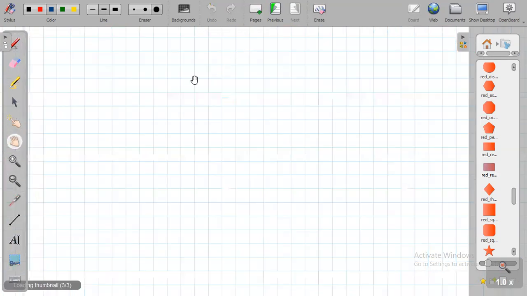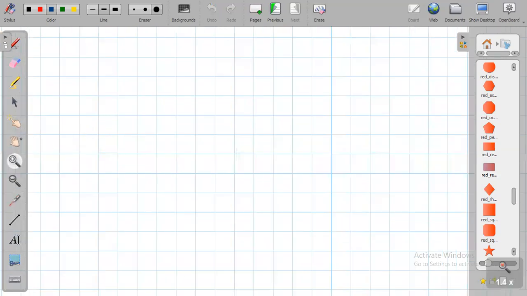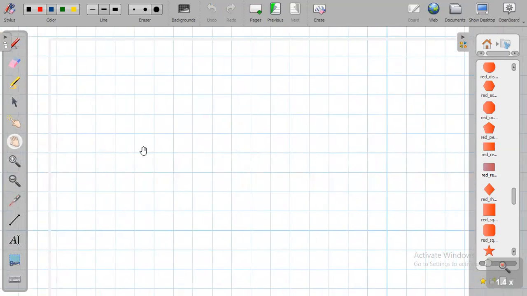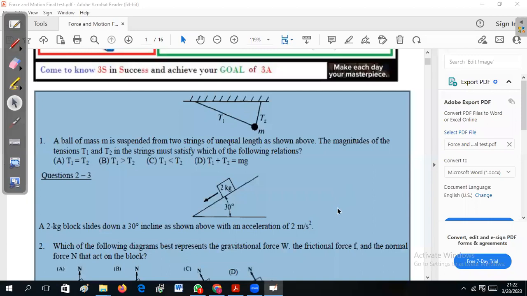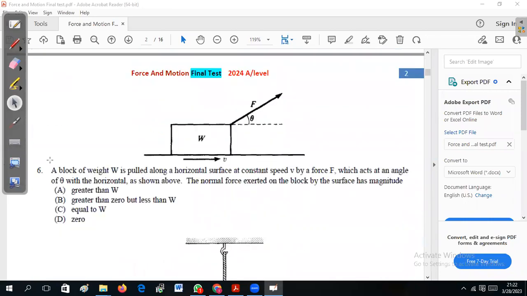Let's move on to the other questions quickly. In the A level, you will find certain questions like this. Your understanding is going to be everything.